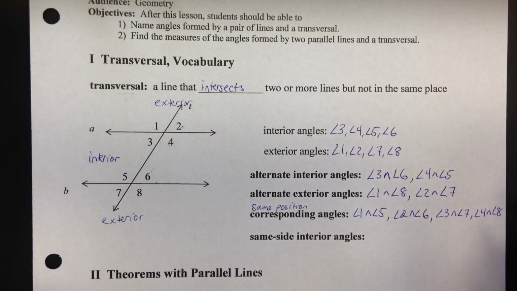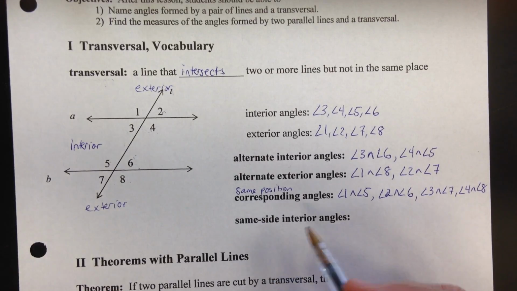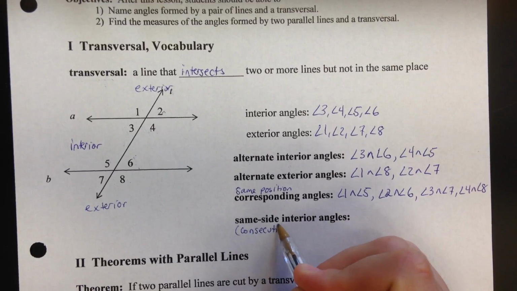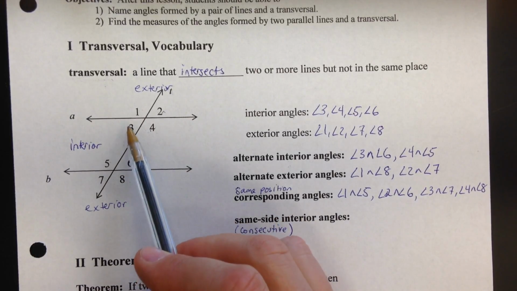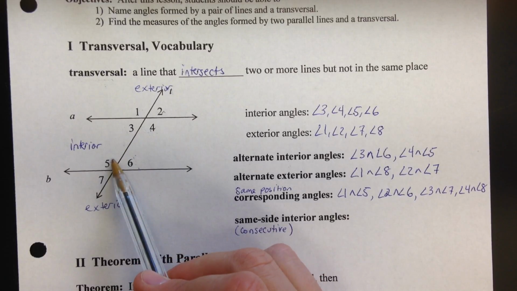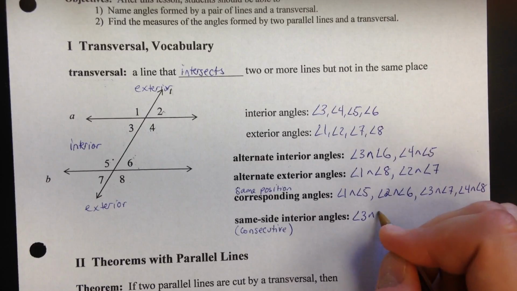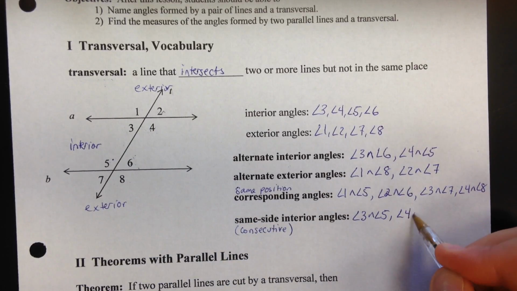So corresponding just means they're in the same place, the same position. The last one is called same side interior angles. You will also see this sometimes as consecutive interior angles. So they're both inside, but they're also on the same side of the transversal. So angle 3 and angle 5 are same side interior or consecutive interior. Angle 3 and angle 5. And then angle 4 and angle 6.